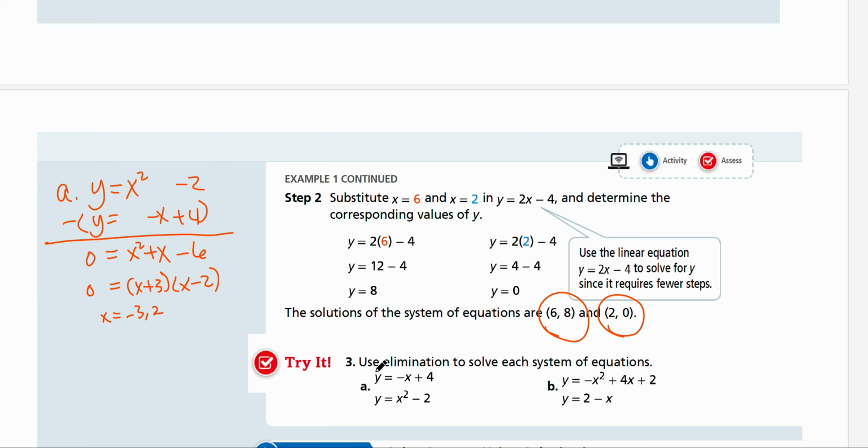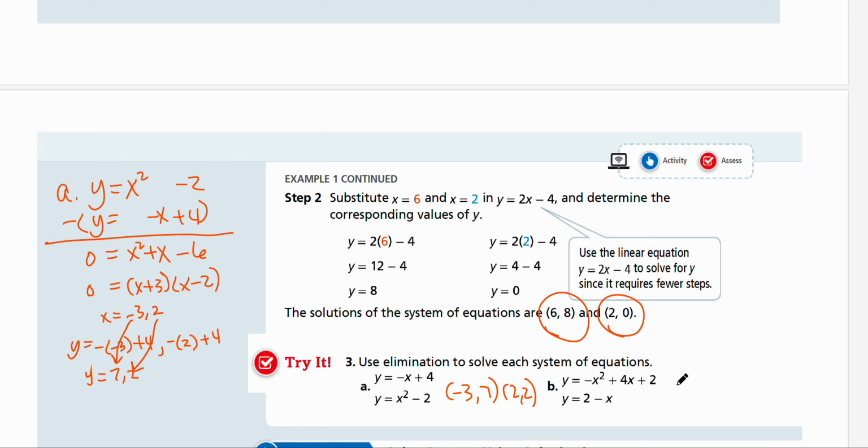So substitute that into the equation that we eliminated, which is the linear equation. The linear equation is just easier to solve when we substitute them, right? So negative of negative 3 plus 4 or negative of 2 plus 4 would be our y values, which would be 3 plus 4, 7, and 4 minus 2, 2. So our final points would be negative 3, 7, and 2, 2.